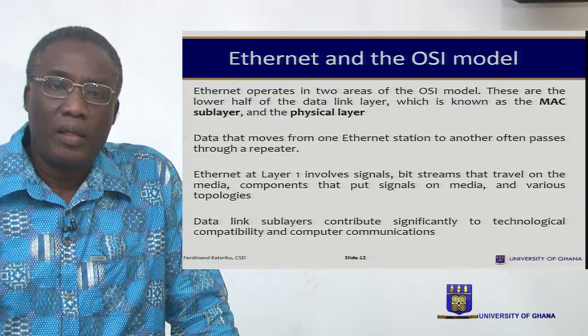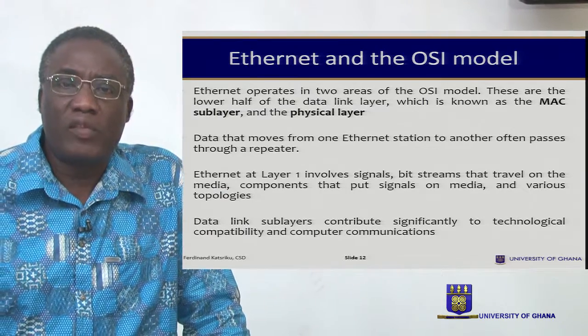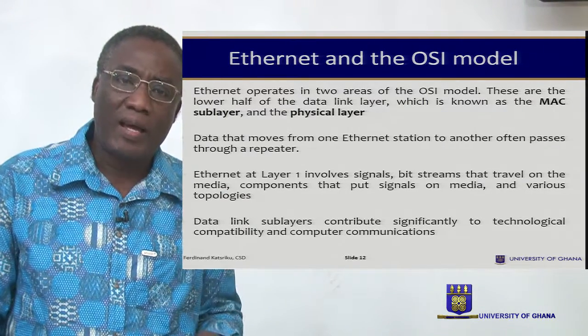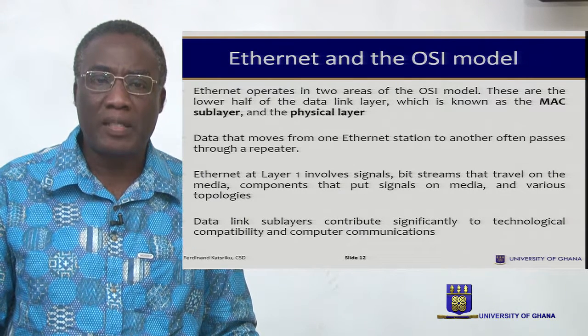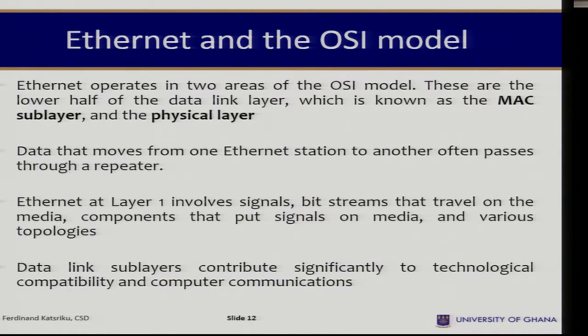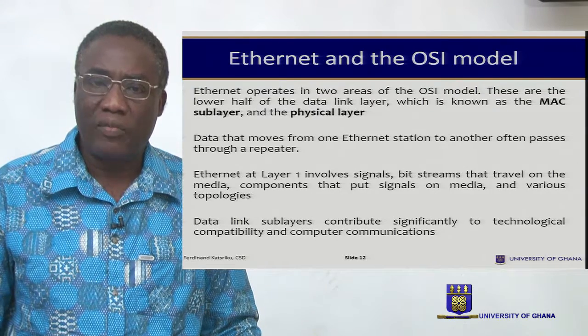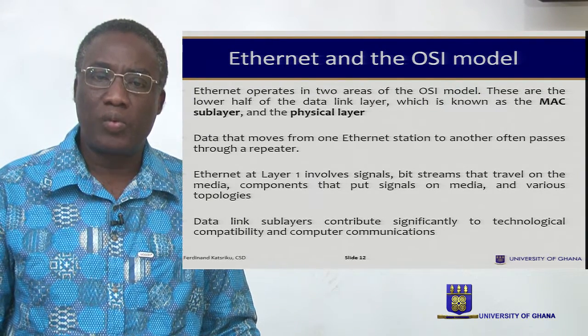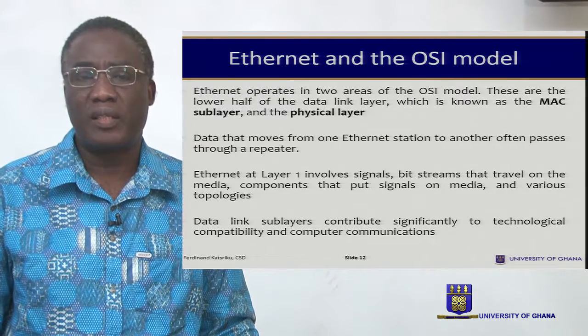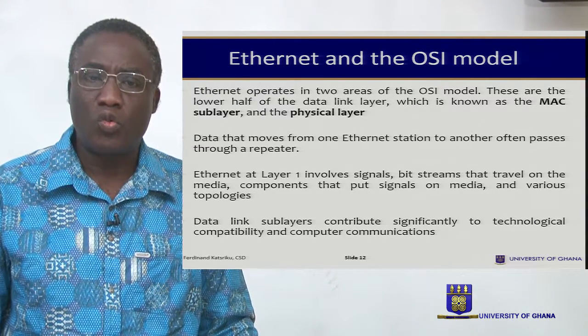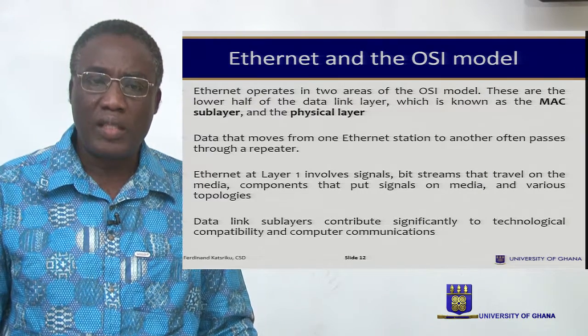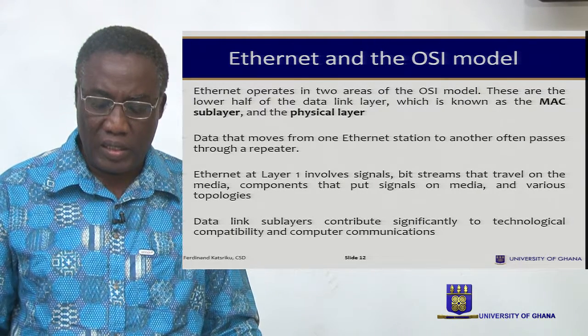Ethernet operates in two areas of the OSI model. These are the lower half of the data link layer, which is known as the MAC sublayer, and the physical layer. Data that moves from one Ethernet station to another often passes through a repeater. Ethernet at layer 1 involves signals, bit streams that travel on the media, components that put signals on the media, and various topologies. Data link sublayers contribute significantly to technological compatibility and computer communications.